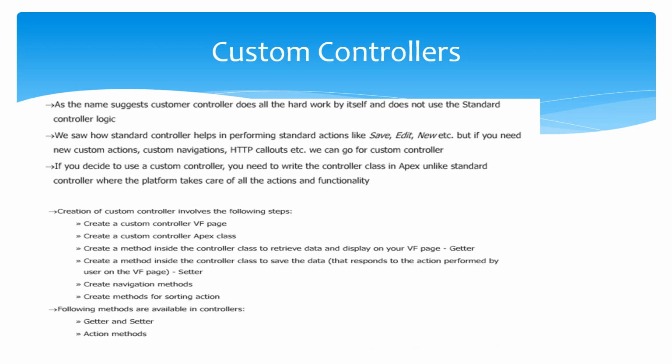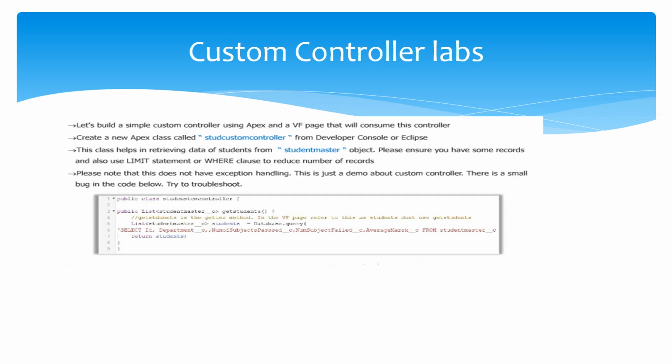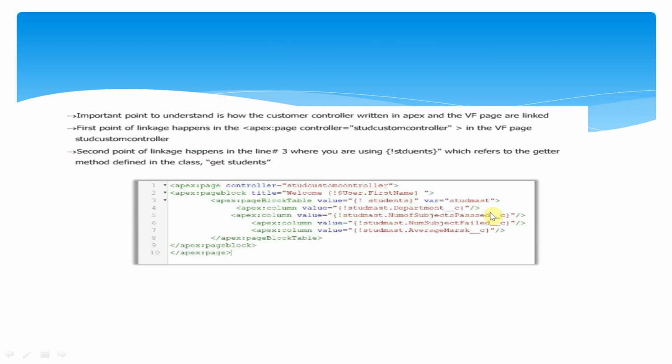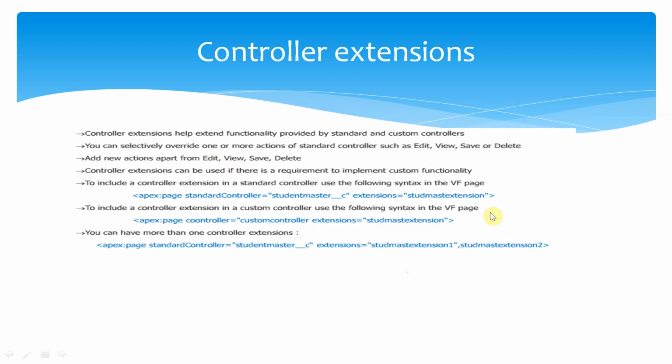Basically, you need to write a method inside the controller to save the data. You have to create the navigational methods. You'll have to use the page reference. All the other things you need to use, and you can use the getter, setter and action methods. Now basically what you write is the custom controller. Then let's look at the extension.